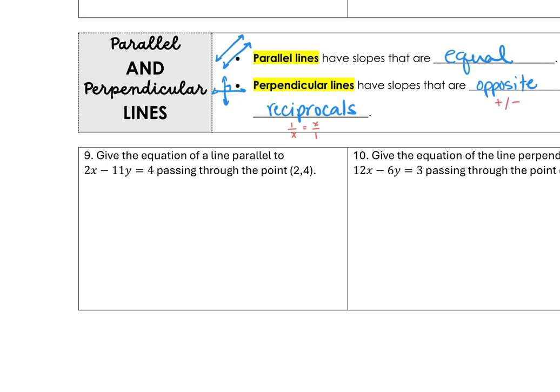Number 9 says, give the equation of a line that is parallel to 2x minus 11y equals 4 and passes through the point 2, 4. So if these lines are parallel, I know that the slope for my line is going to be the same as the slope of this line. So again, like inadvertently giving you the slope, except how rude, because this is not even in y equals mx plus b. So I don't actually even know the slope yet. I have to do extra work to rearrange it. So let's quickly do that.